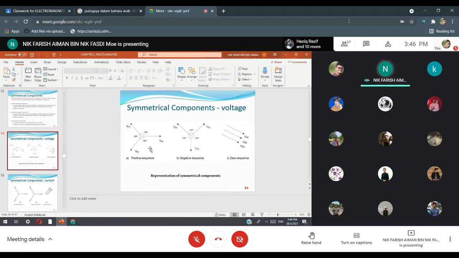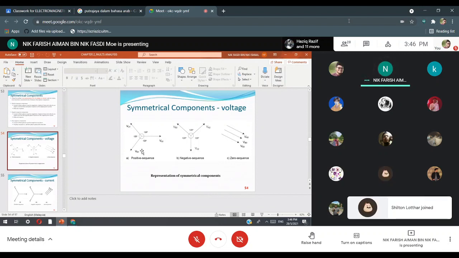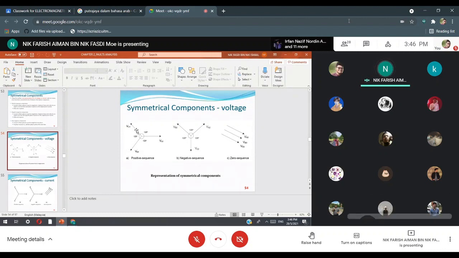Tapi from these three diagrams, you can see that all the phasors, contohnya for the positive sequence A, B, C, it has the same magnitude. Kalau kita katakan the length of this arrow ni, dia same magnitude for all the arrows, and it has the same phasor angle, which is 120 degree.